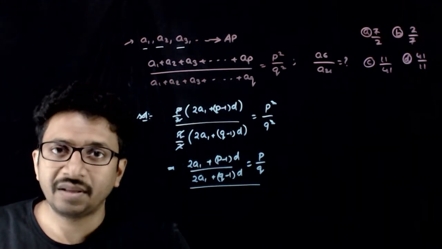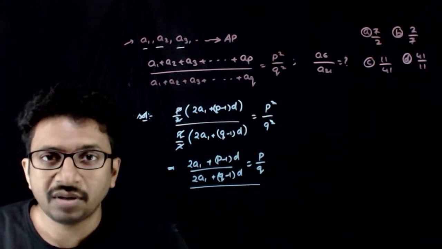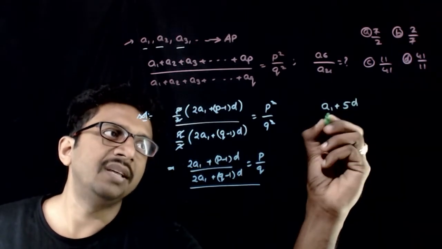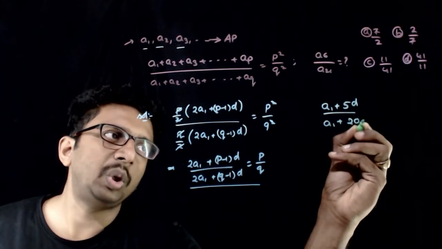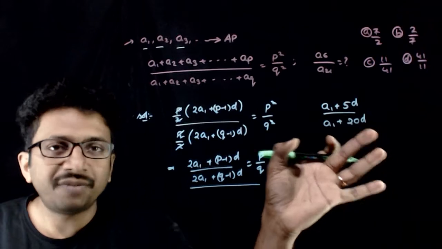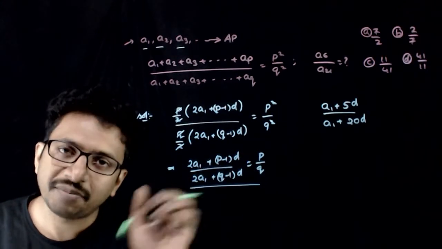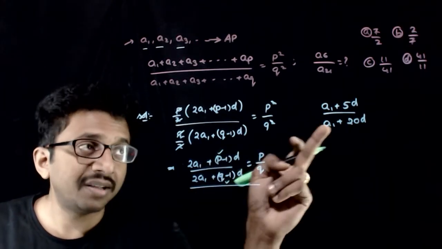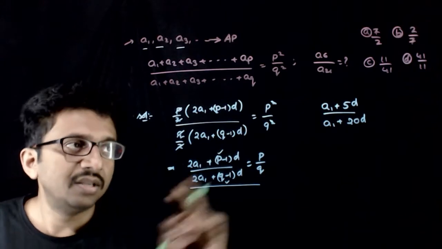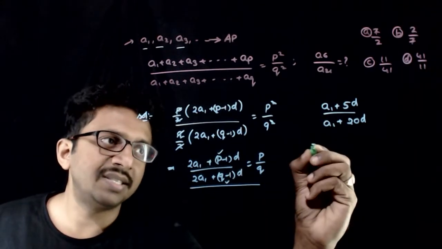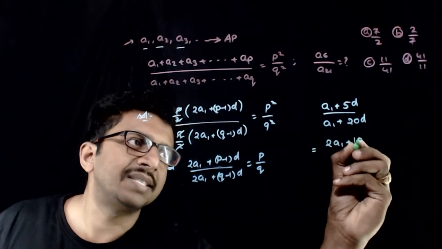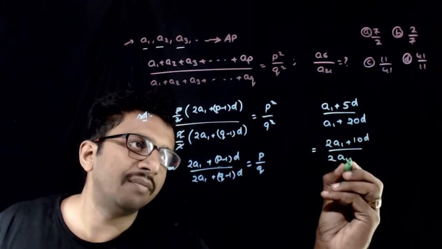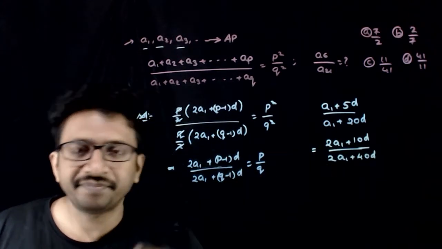Now what is asked of you? You are asked to find A6 by A21. And you know the formula for A6, right? So A6 by A21 is A1 plus 5D by A1 plus 20D. So you are asked to find this value. And you know the value of the other ratio. Once you know this, what are the values of P and Q? You should substitute to get this ratio. So A1 plus 5D by A1 plus 20D is the same as 2A1 plus 10D by, I'm multiplying the numerator and denominator both by 2, 2A1 plus 40D, right?